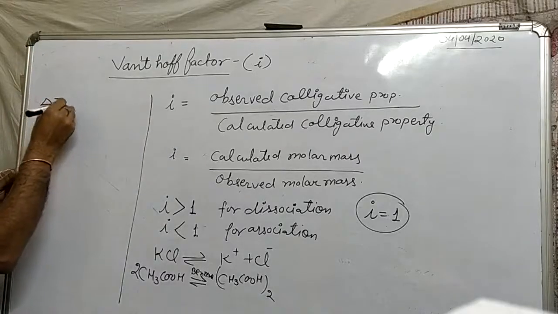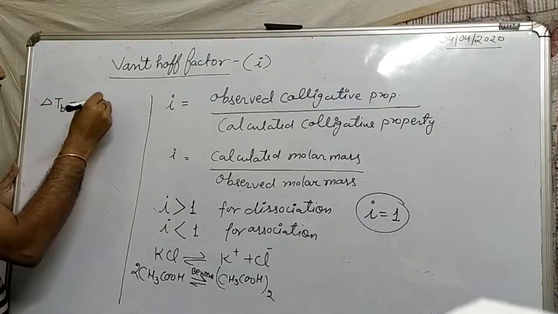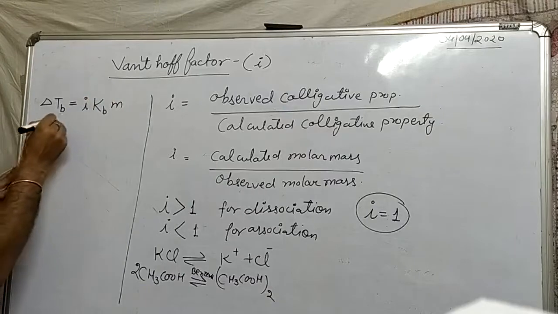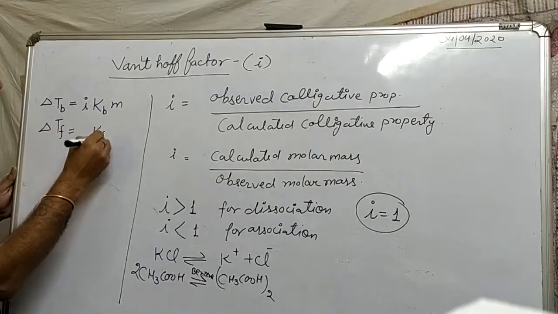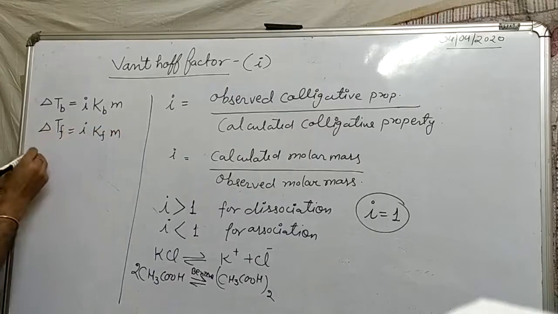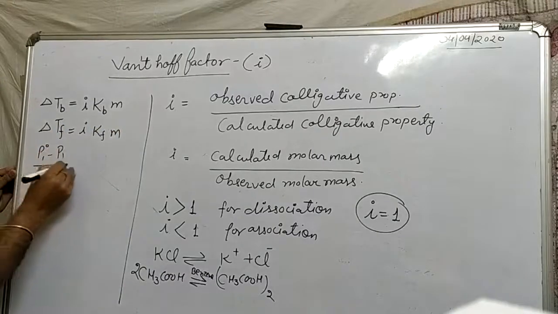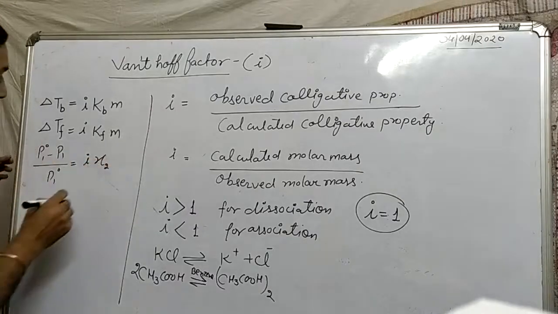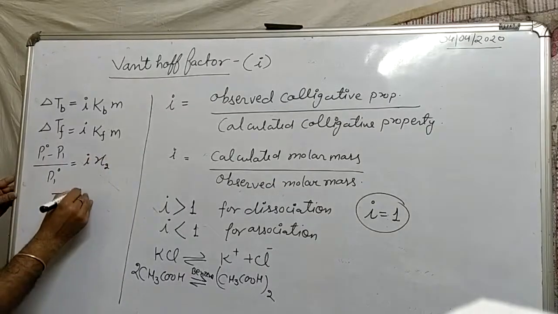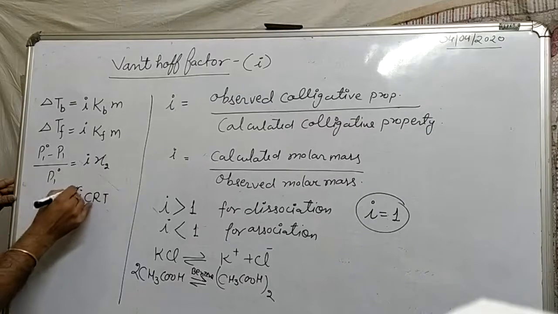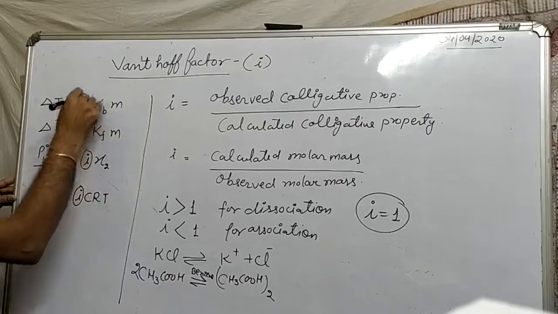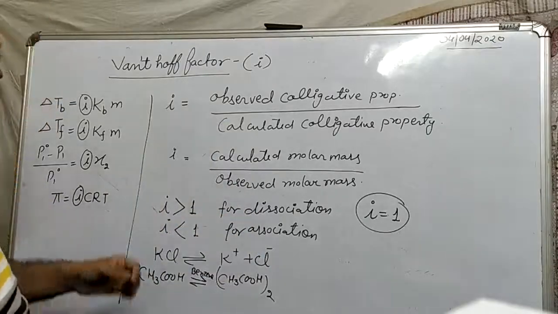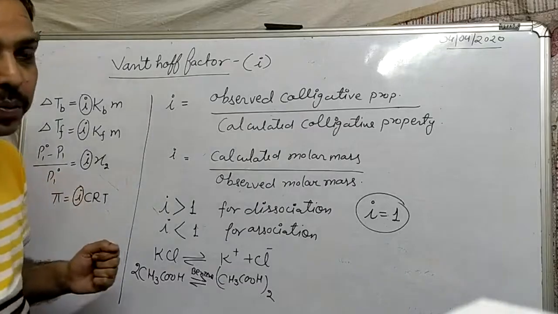Delta TB is equal to KBM, so use I. Delta TF is equal to KFM, so use I. (P1 naught minus P1) upon P1 naught is equal to I X2, and osmotic pressure pi is equal to ICRT. So use term I when there will be dissociation or association in any question. Okay, thank you.